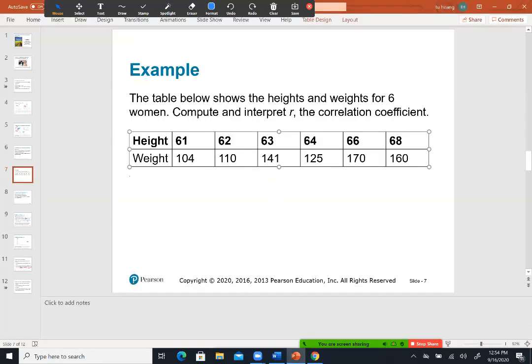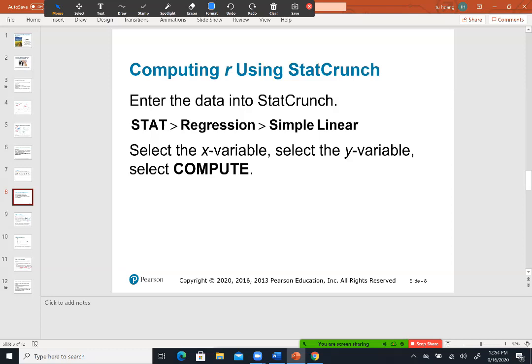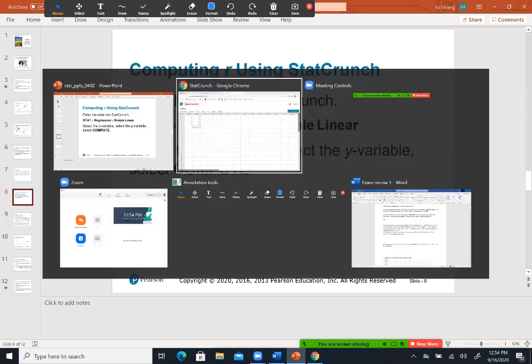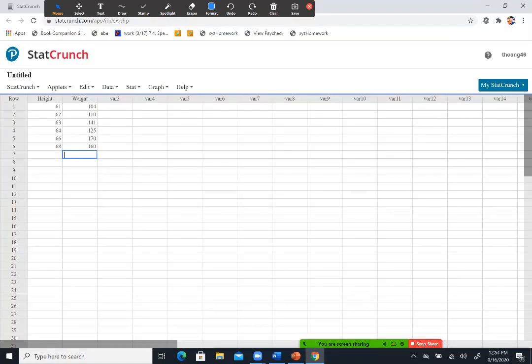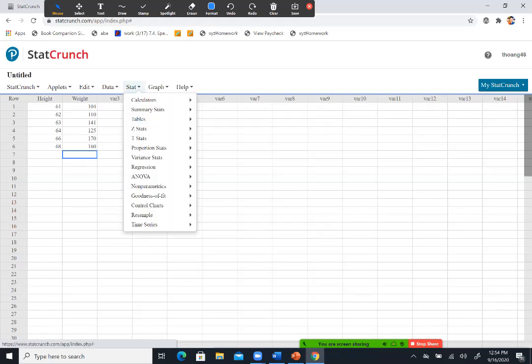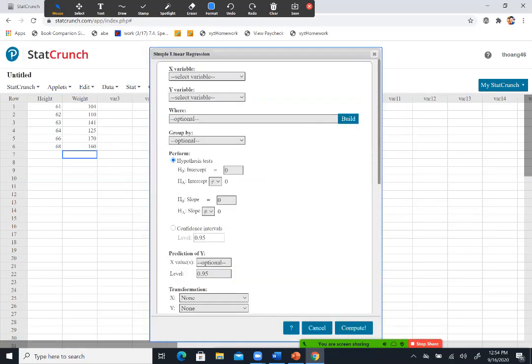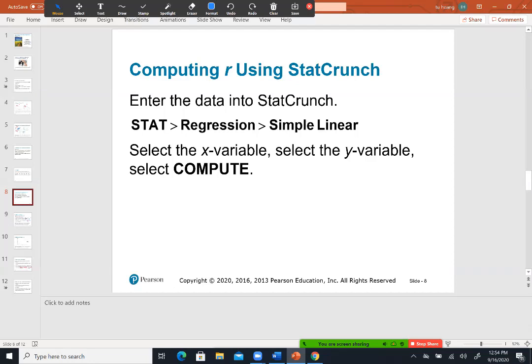You need to put all the data into StatCrunch. Now you're going to click Stat, Regression, and Simple Linear. Okay, so now you will see the x variable. You have to choose which one is the x variable.